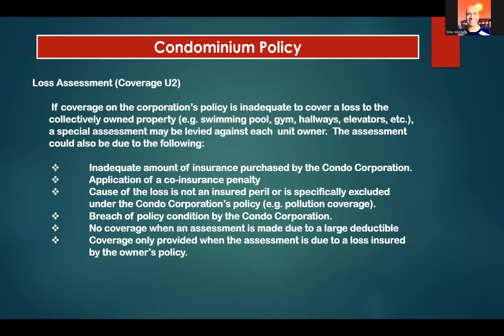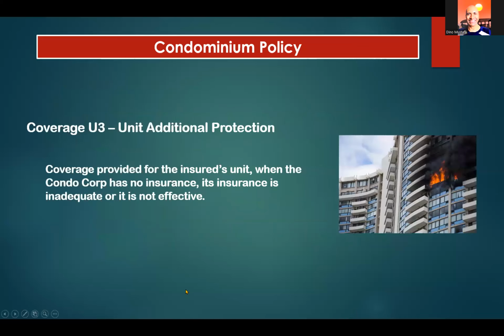You're not going to give the money from your pocket, because you're going to make a claim for the loss assessment. I told you that before. Your policy does cover it, but then they're making an assessment for a peril which is not even included in their policy, like earthquake or pollution, and it's also not included in your policy. Then why should we pay? They themselves, the condo corporation, don't have that coverage, and now they expect you to have it? No. And then unit additional protection, I already talked about it. When there's a fire in your unit and the condo corporation is supposed to cover it, but they don't have enough insurance, you can make a claim.